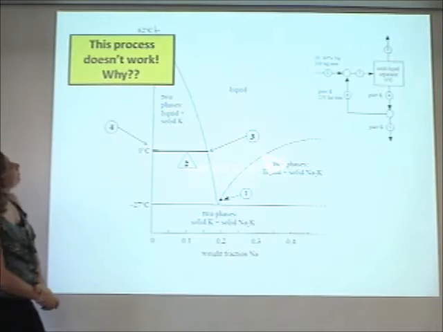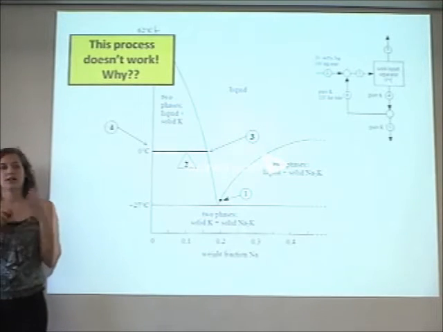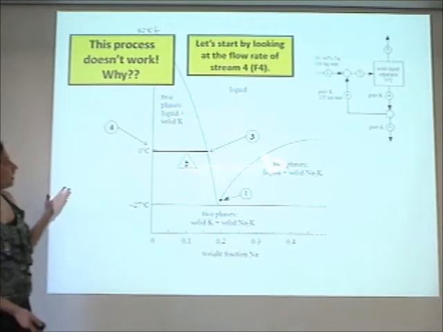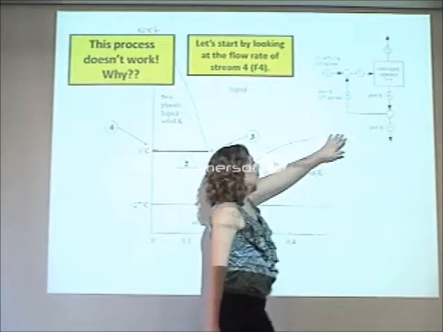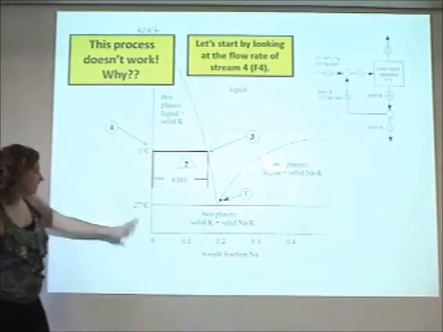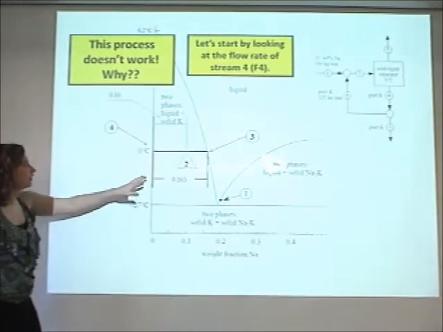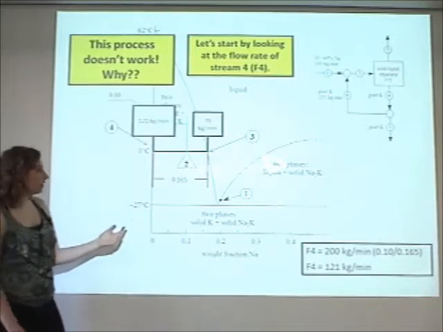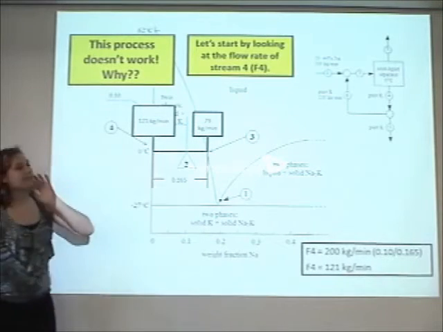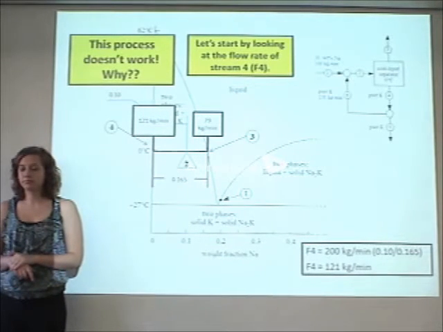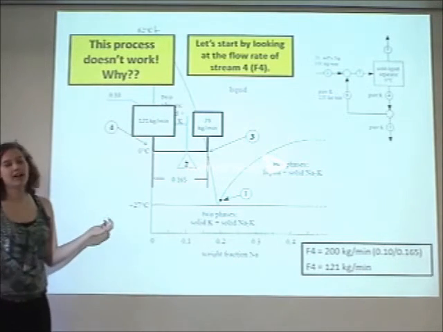Okay. All right, so now in part B, we're told that this process won't work. Why? So I started by looking at the flow rate of stream 4, okay? So this flow rate of stream 4. So I said to myself, let's do a lever rule. That seems pretty simple. I have this here, so I can get the total. I have this one, and I went ahead and calculated that my stream 4 was 121 kilograms per minute. So I have that. So how does that look? No. Why not? What did I do wrong?